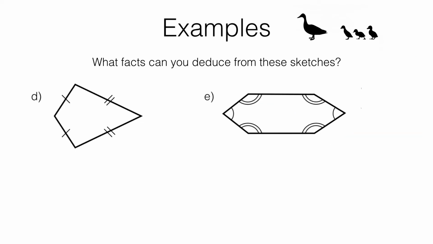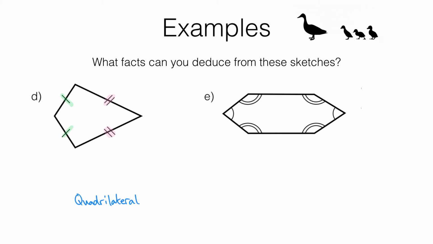In question D, we have a 4-sided shape, so this is a quadrilateral. As we saw earlier, we've got hatch marks. Now, these hatch marks tell us that these two sides are the same length. But we've also got these double hatch marks, and what these are telling us is that these two sides are the same length. Now, why are these hatch marks different?